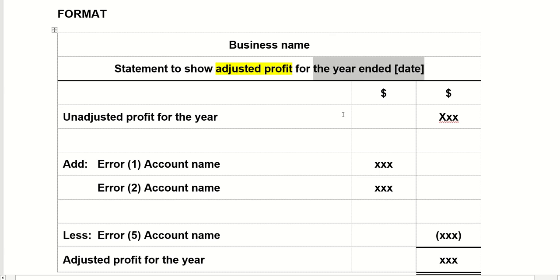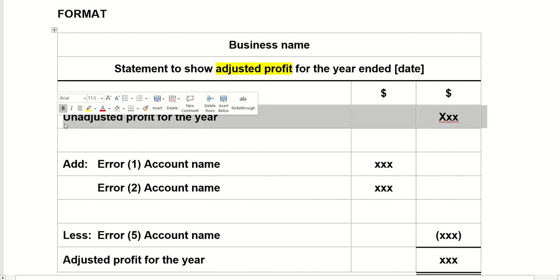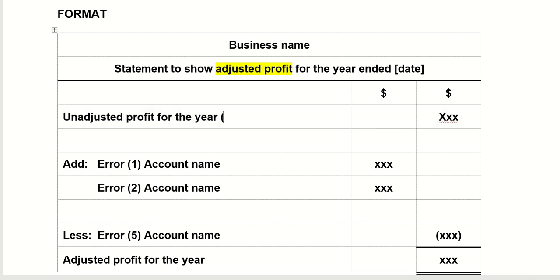What's the year end? All right, so 2 columns, dollar sign in each column. And then what is your first thing that you will write? You will write unadjusted profit for the year. Now, unadjusted profit for the year, where does this number come from? Usually it will come from your statement of financial performance that you have prepared, the very detailed one. All right, so you will take the profit for the year because that profit, before you adjust all your errors, is now wrong.